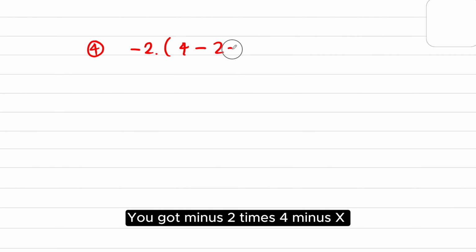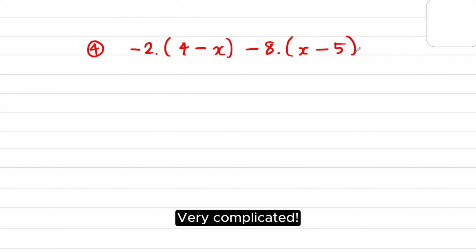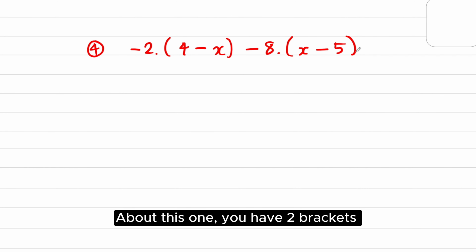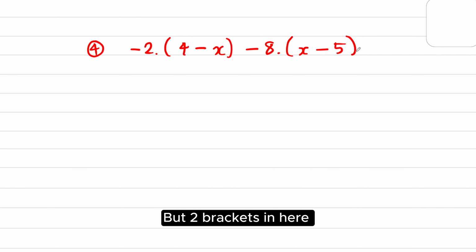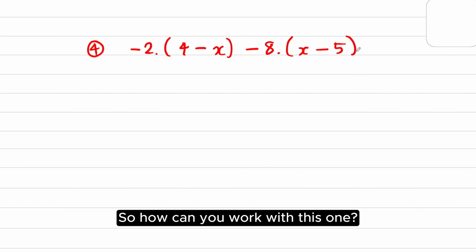You have 4 minus 8 and minus 8 times 8 minus 5. Yes, very complicated about this one. You have two brackets, and outside each bracket you also have a negative number. Okay, so how can you work with this one?